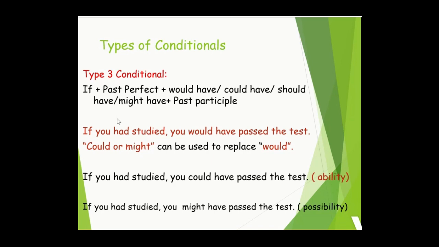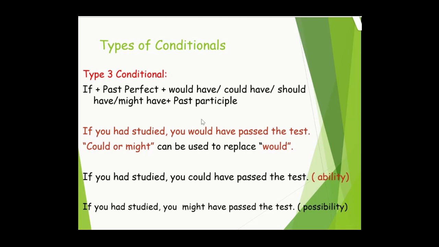Type 3 conditional. The structure of type 3 conditional is that in the beginning, if plus past perfect, and then in the result clause we have would have, could have, should have, might have, and then the past participle form of the verb. Look at this sentence. If you had studied, you would have passed the test. So we are using you would have here in this sentence and the third form, that is the past participle form of the verb. But the first part, the if clause, is in past perfect tense.